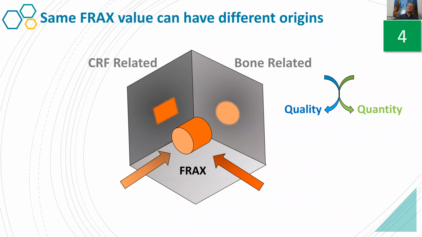The FRAX value can be defined. You can say, oh, my patient has a FRAX of 25%. But you know what, that 25%, what does it mean? That means you have a high risk. How are we going to use that to treat my patient? Oh, I will treat it.